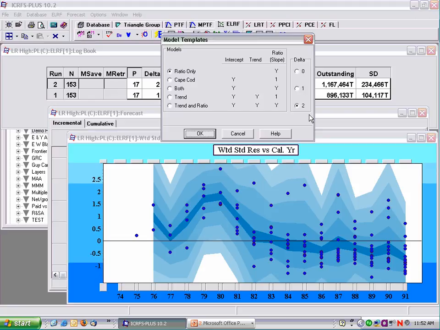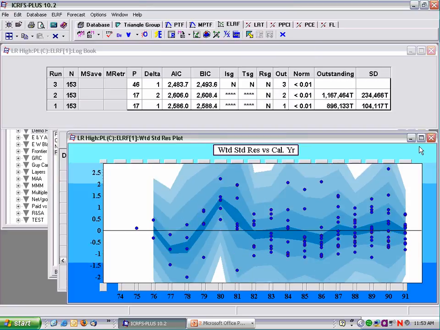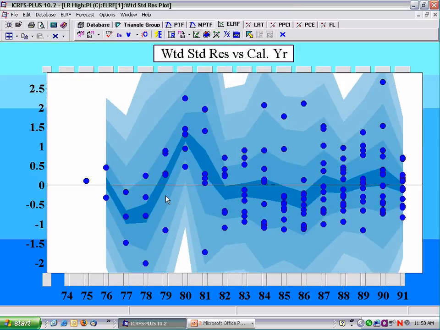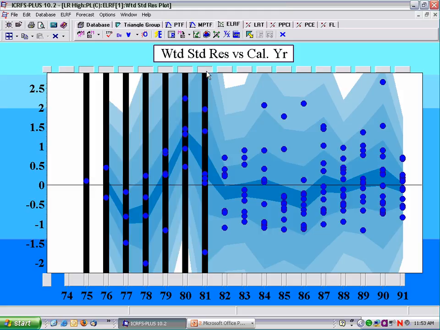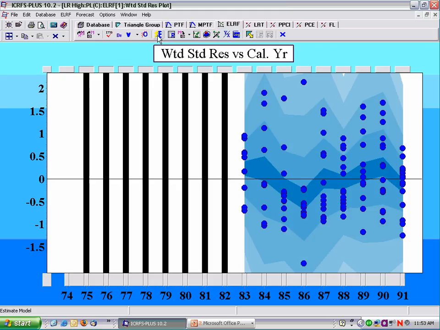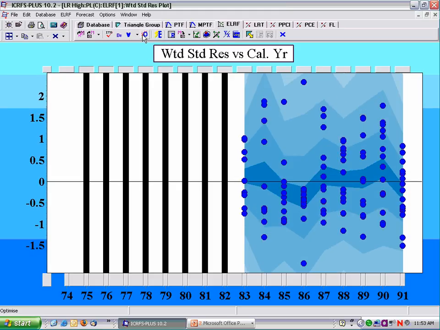If instead we try to capture some of that trend in the data, let's do that by adding a trend component in the incrementals, still including a ratio and an intercept. We now see that we have a method that better captures the actual trend in the data. Why don't we move these earlier years, and estimate now, optimize a couple of times.